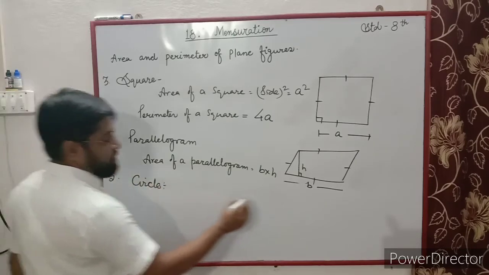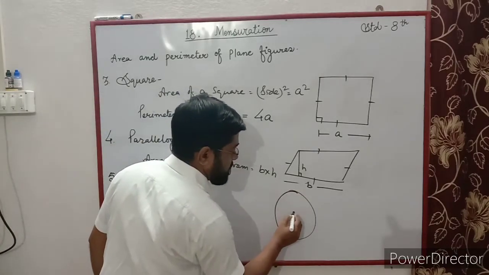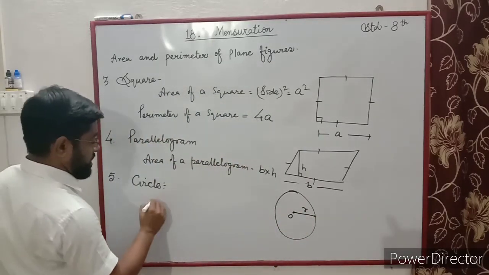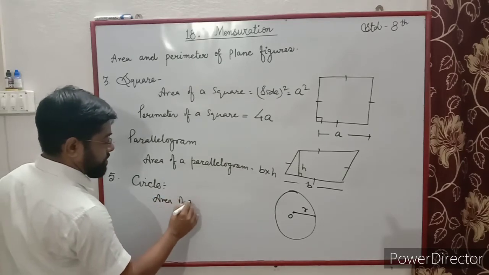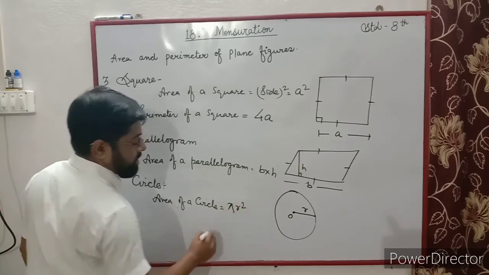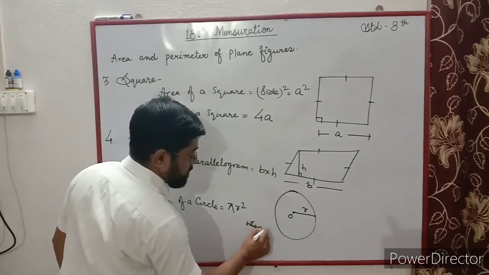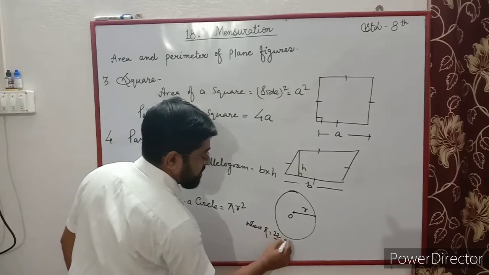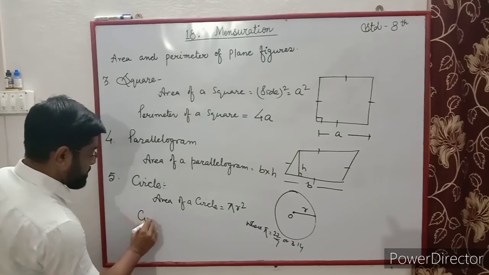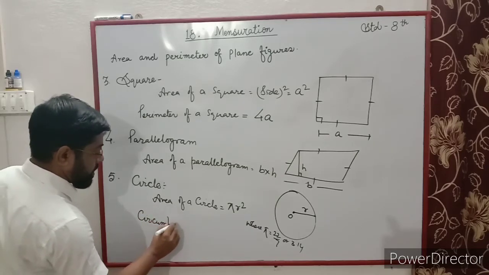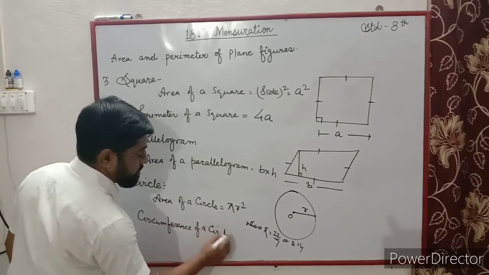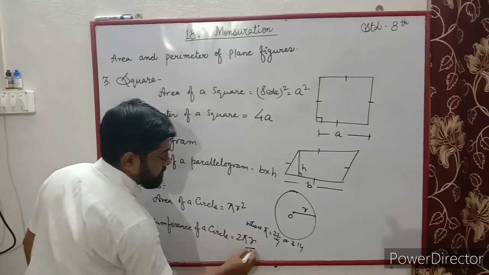Now fifth, circle. First of all, draw a circle. This is the center, this is radius. Now area of a circle is equal to pi r square, where pi is equal to 22 by 7 or 3.14, and circumference of a circle is 2 pi r.